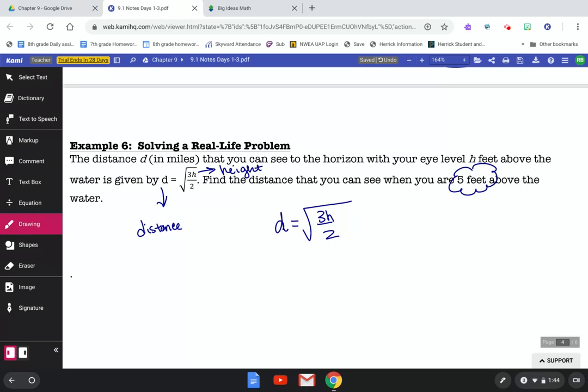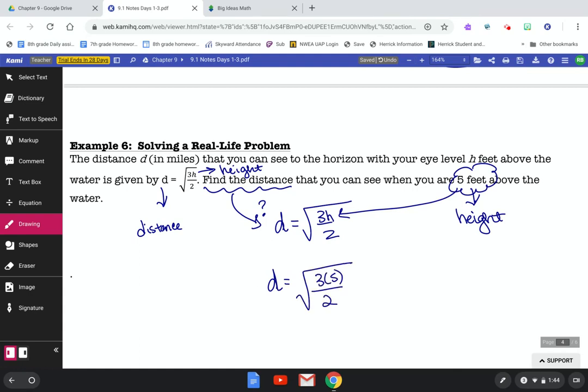And it says, find the distance. So that means we don't know what that is. That you can see when you are 5 feet above the water. So this is going to be your height. So that should go into h. So d is going to equal the square root of 3 times 5 over 2.